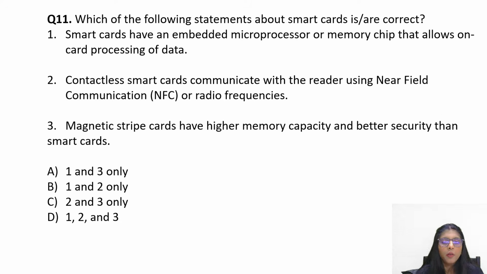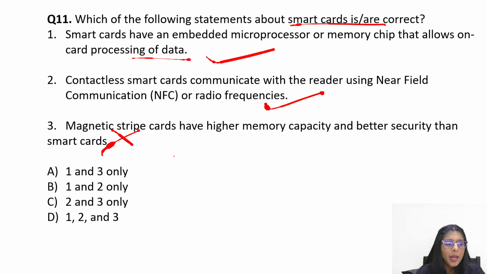Which of the following statements about smart card is correct? Smart cards have an embedded microprocessor memory chip that allows on-card processing of data. It's correct. A smart card communicates using near field communication or radio frequency. Yes. Magnetic strip cards have higher memory capacity and better security than smart cards. No, because magnetic strip cards have very limited memory, which is around 300 bytes, and no processing capacity, making them less secure than smart cards. So which are the correct statements? Options 1 and 2 are the correct statements. That is option B is the right answer.